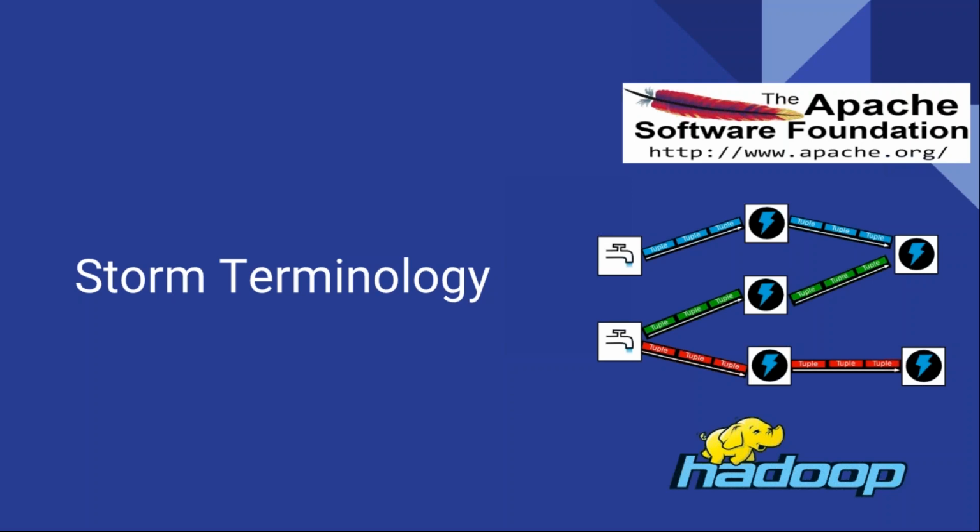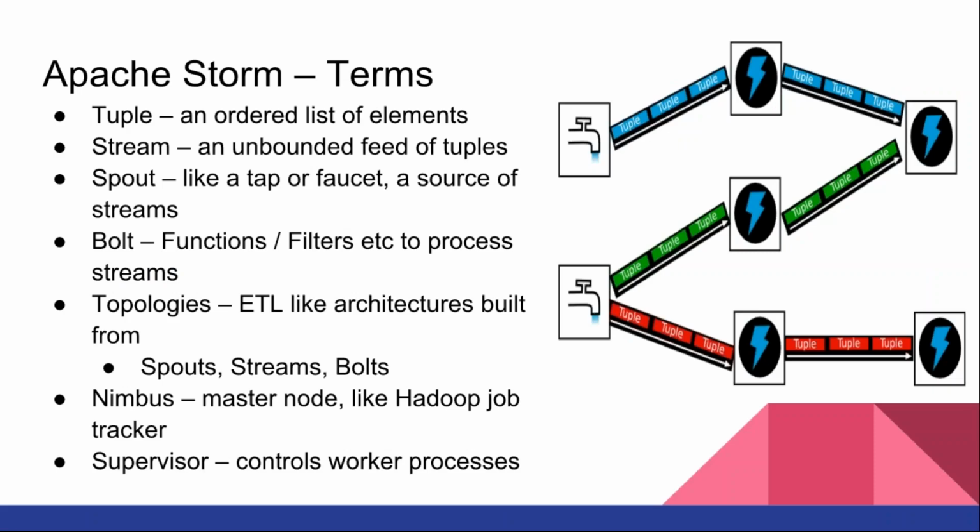But when it comes to the Storm environment, what types of terms do we hear daily? These are the terms: tuple, stream, spout, bolt, nimbus, supervisor, and topologies. So we will see what each is. I already explained them, but I will explain them a little bit more clearly.